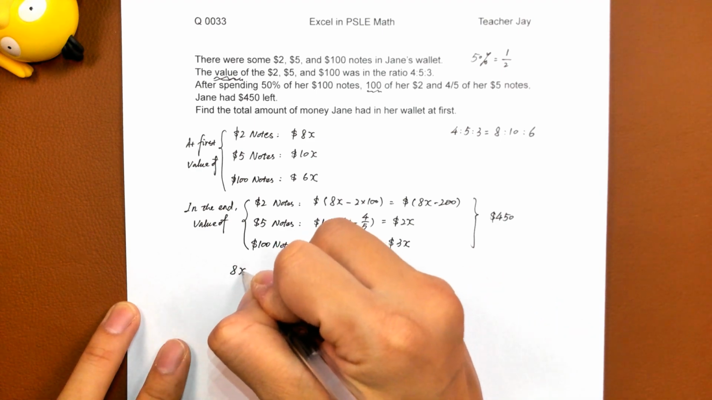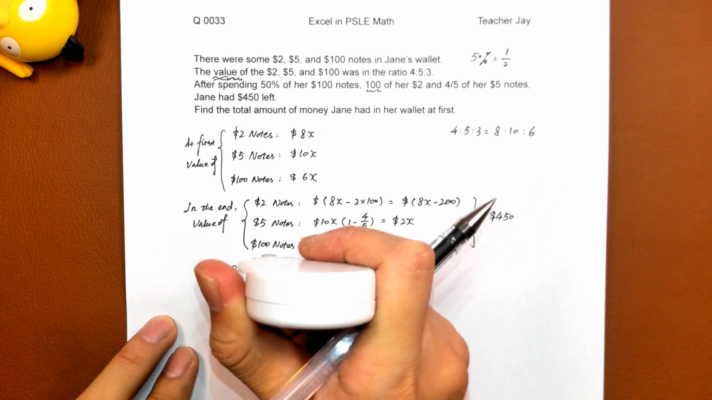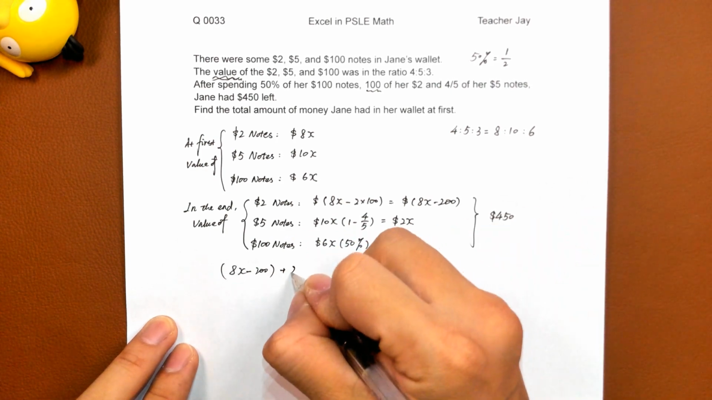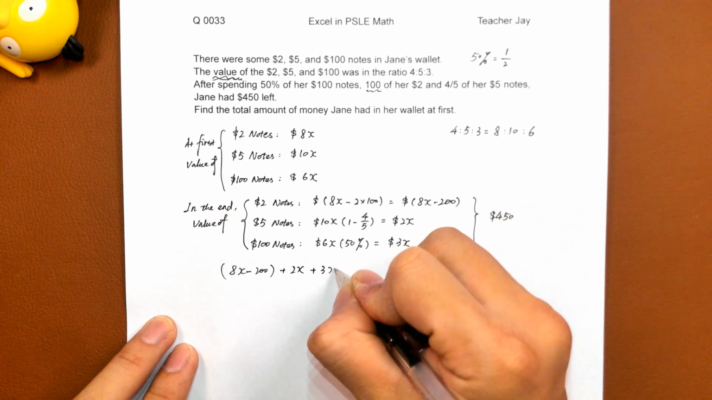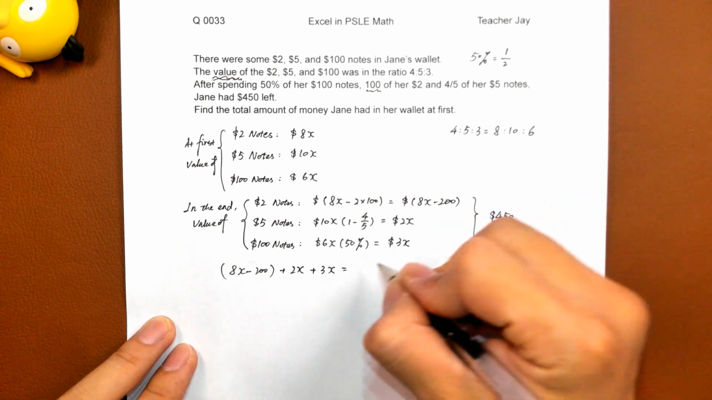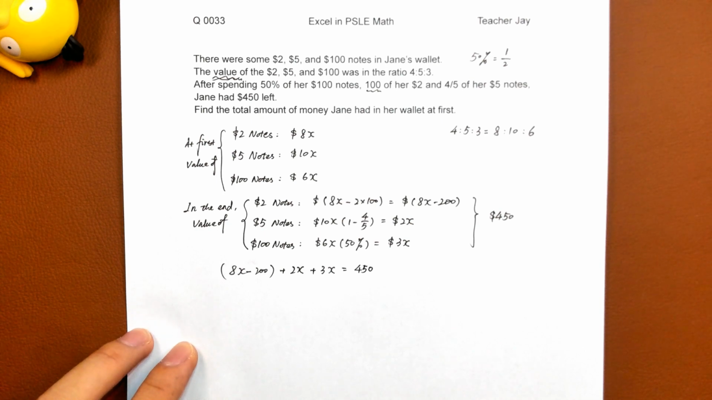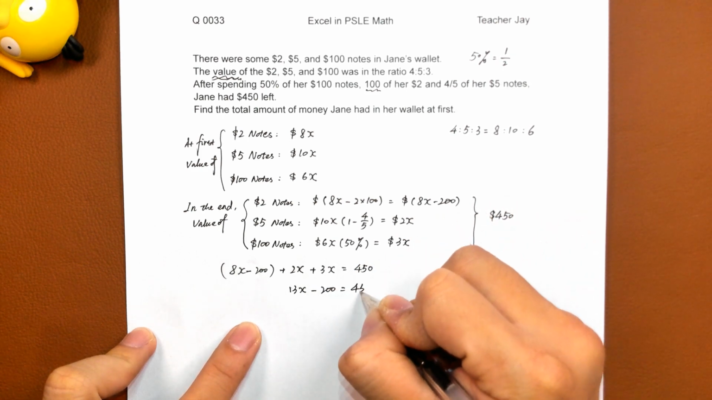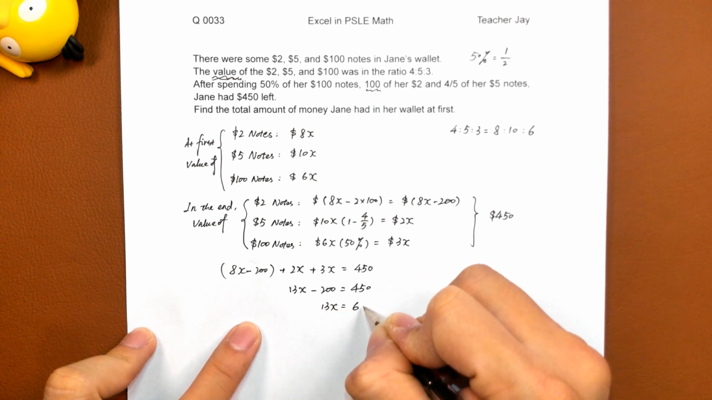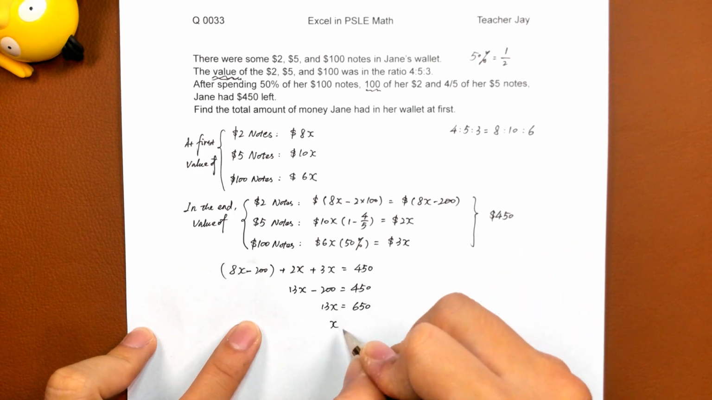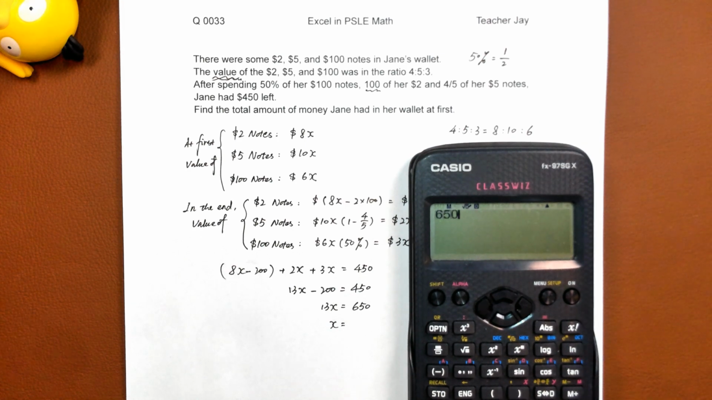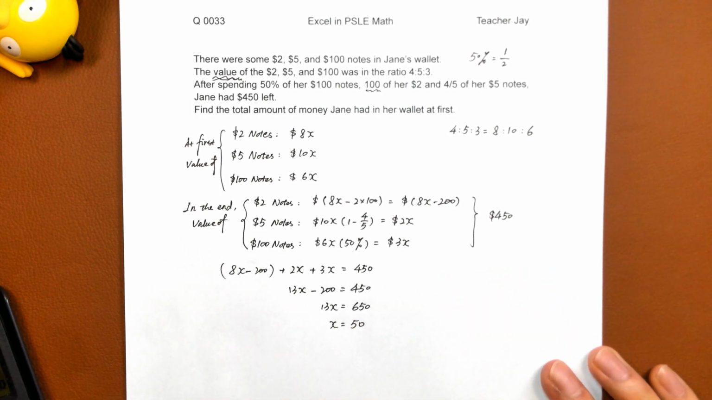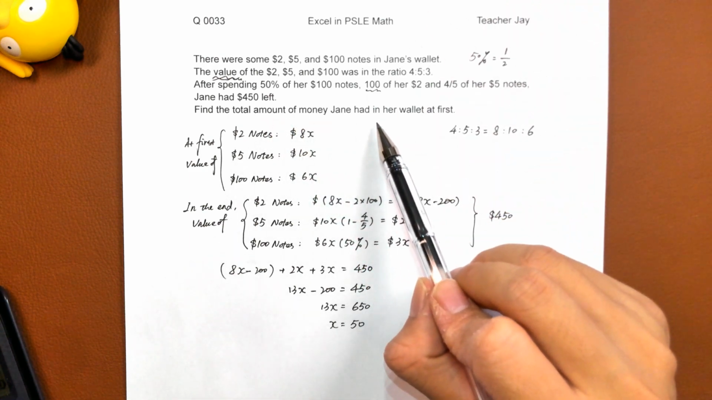So we can form an equation to express it: 8x minus 200, the value of $2 notes, plus 2x, the value of $5 notes, and 3x, the value of $100 notes remaining, equals $450. Remove the bracket. 13x minus 200 equals 450. 13x equals $650. X equals 650 divided by 13, 50. X equals 50. And the question is, find the total amount of money Jane had in her wallet at first.